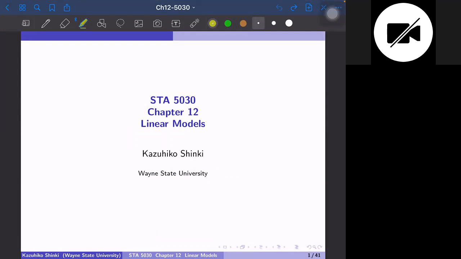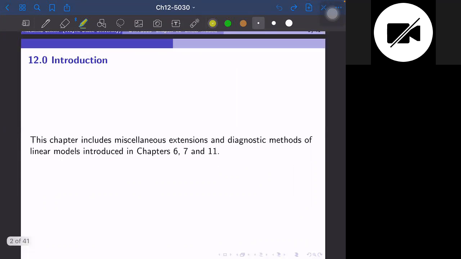Hi, we start chapter 12, linear models. This chapter includes miscellaneous extensions and diagnostic methods for linear models introduced in chapters 6, 7, and 11. So this is a wrap-up chapter for the most important chapters, 6, 7, 11.